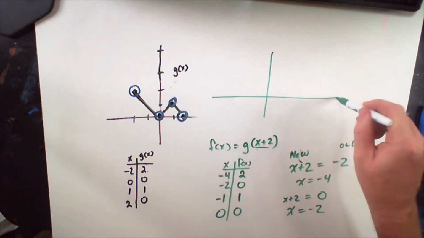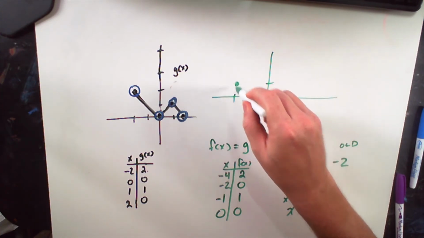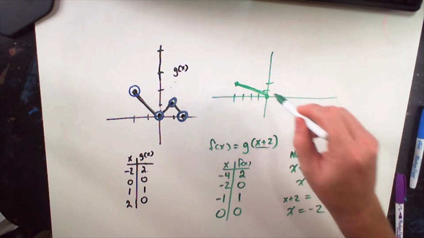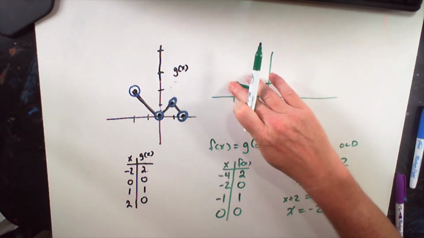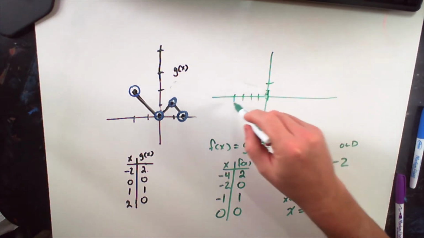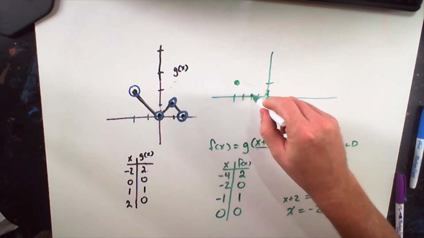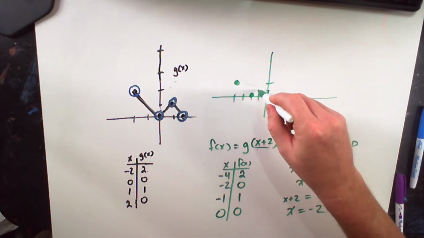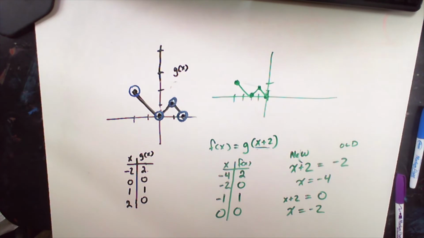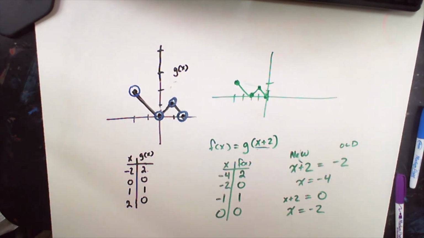Once I've done that, 1, 2, 3, 4, 1, 2, 0, 0. Oh, not 0, 0. Erase. 1, 2. Negative 2, 0. Negative 1, 1. 0, 0. Same shape. Exact same shape, only now it's been shifted to the left 2.